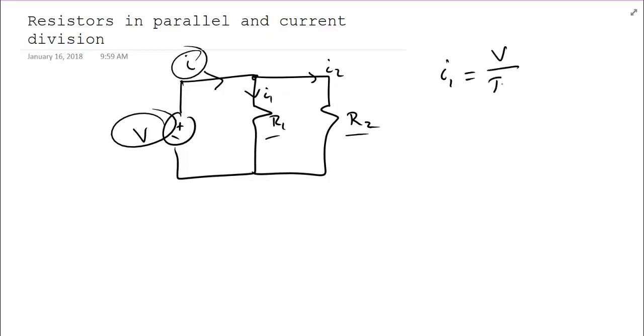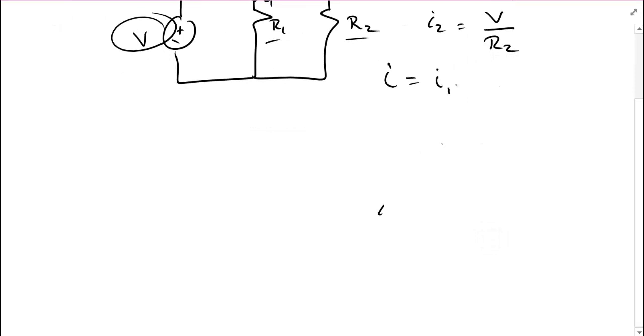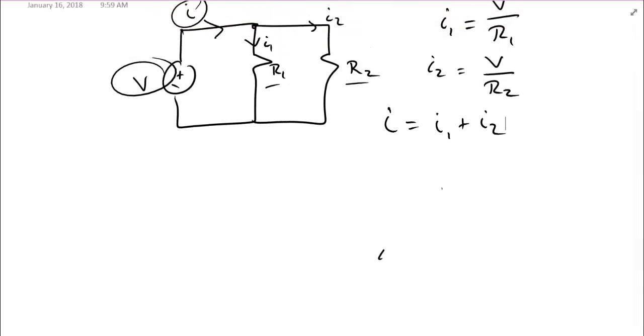I1 is V over R1. I2 is V over R2. Now, this is using Ohm's law. We can now use KCL, and we can solve for what I itself might be. I is going to equal I1 plus I2. I1 and I2 are as shown above. And so if we were to add them together, we end up with V times 1 over R1 plus 1 over R2.